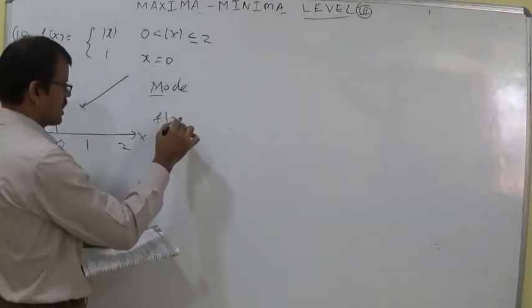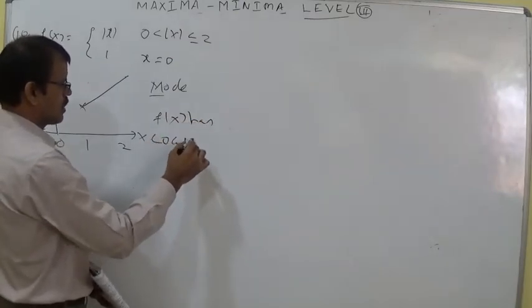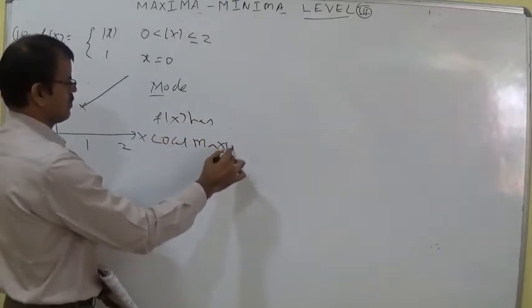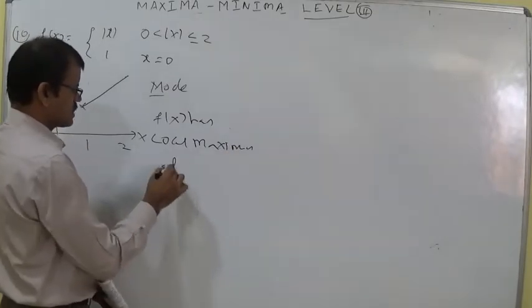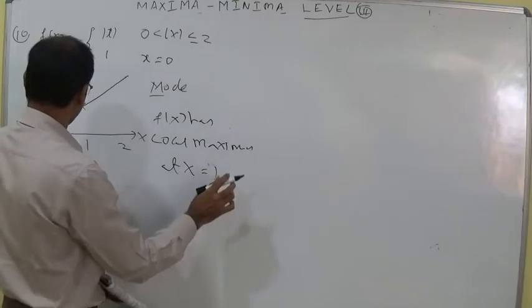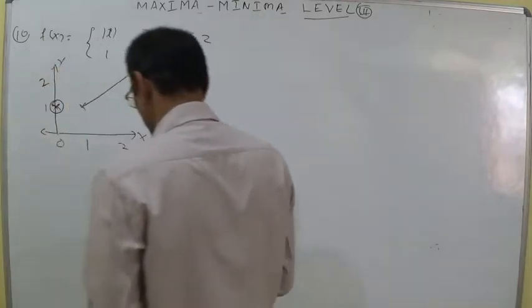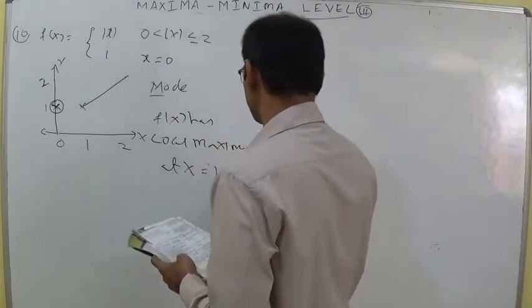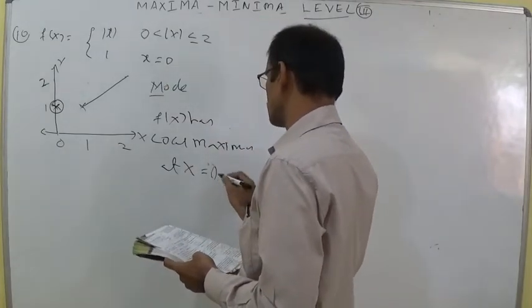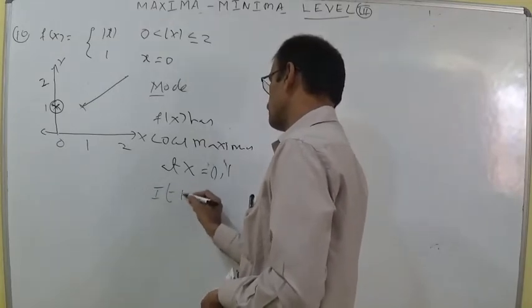We can say that f of x has a local maximum at x equal to 1. I am writing: f of x has a local maximum at x equal to 1. Of course, at x equal to 0 the value is 1. Simply, the local maximum value is 1 we can write, at x equal to 0 comma 1. The value is 1.